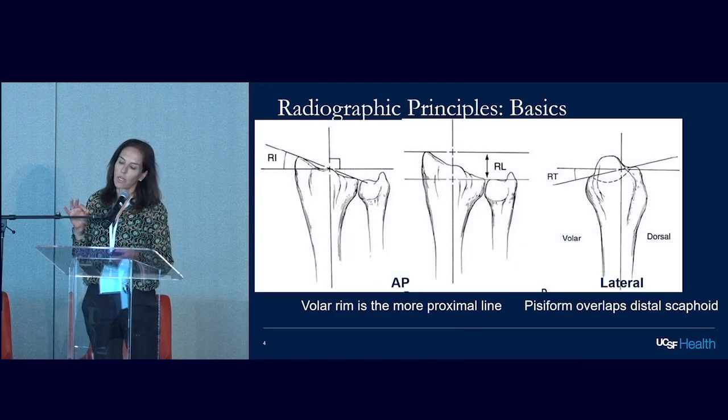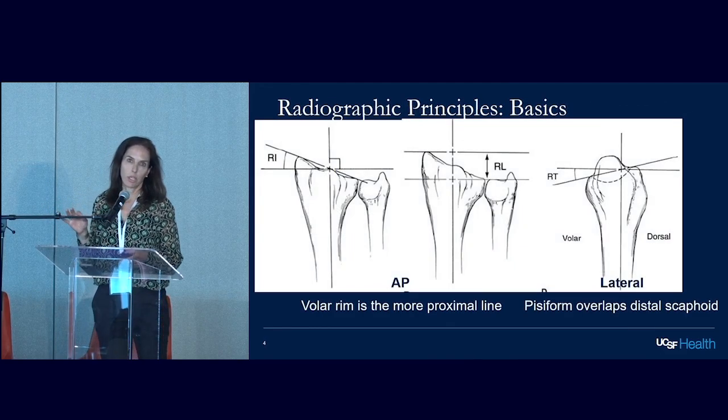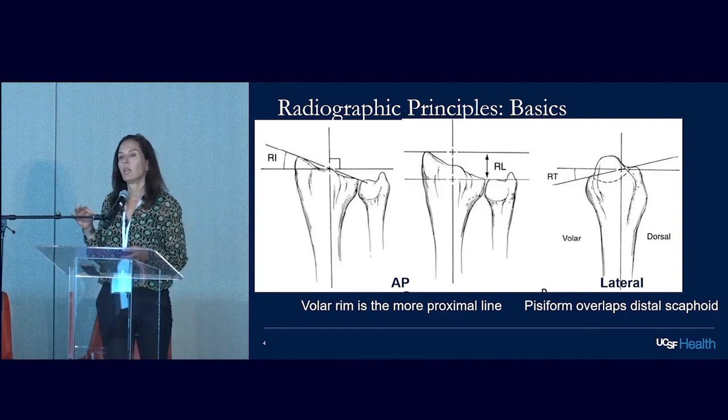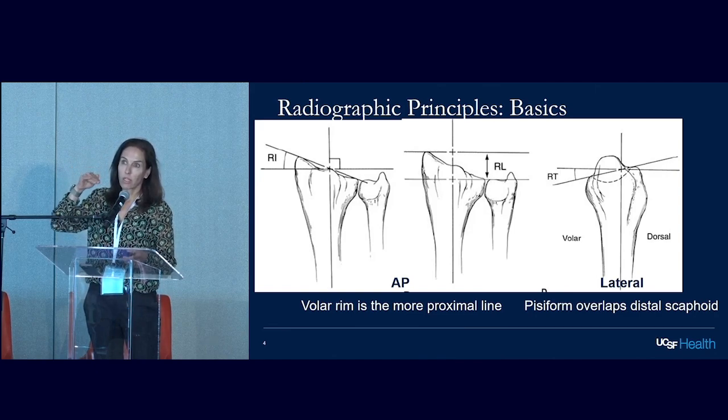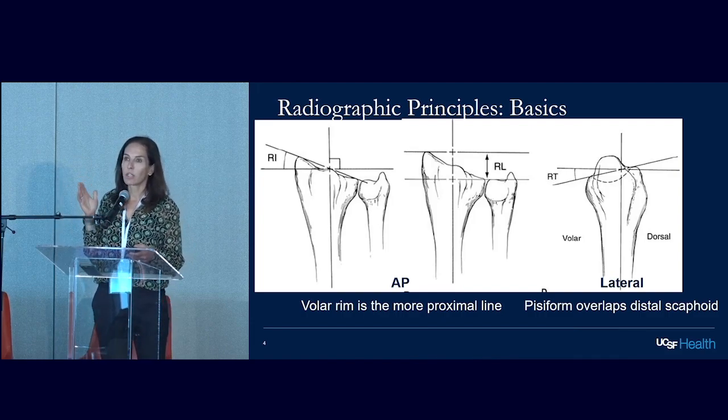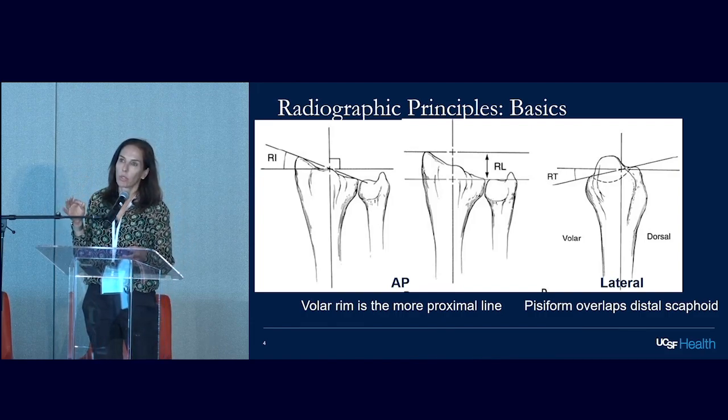I think everybody here probably knows the basic principles, looking at your inclination and your tilt and your height. Also remember that when you're looking at a native distal radius, that volar rim, that sclerotic rim, is the volar piece. In a fracture fragment, it's usually the dorsal piece that is more proximal. And make sure you're looking at a good lateral where your pisiform is overlapping the distal aspect of your scaphoid and your capitate. Those are the basic principles that everyone knows.